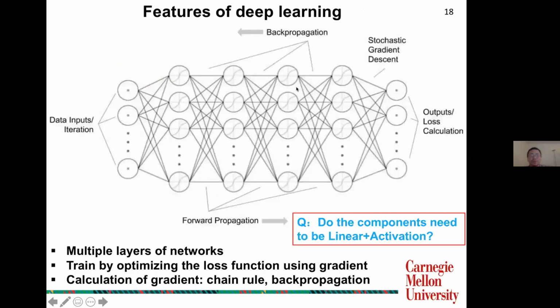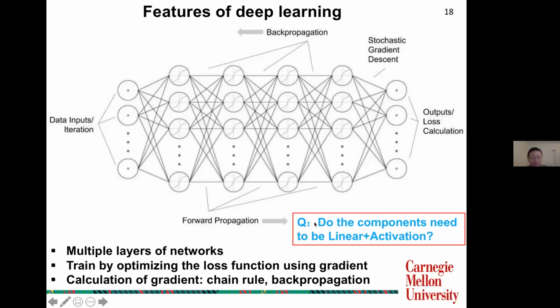And then we want to develop a machine learning method to learn the thermodynamic data. So we first observe the features of deep learning. In deep learning, as you know, it's a series of layers of networks. So you have input, and then you go through multiple layers. Then you have the output.